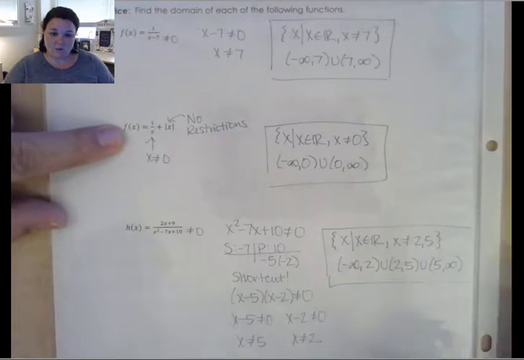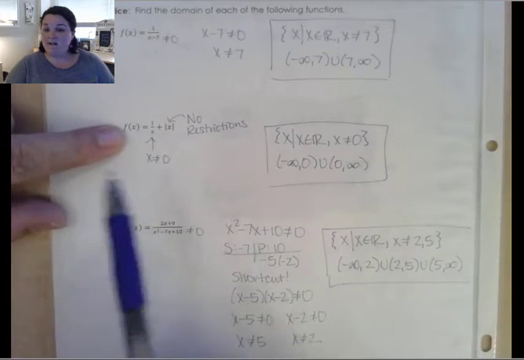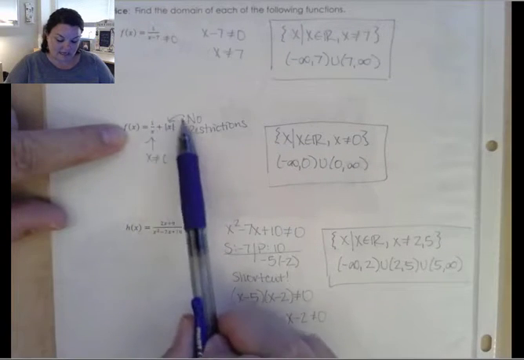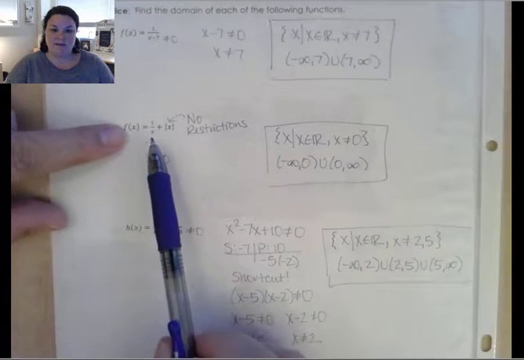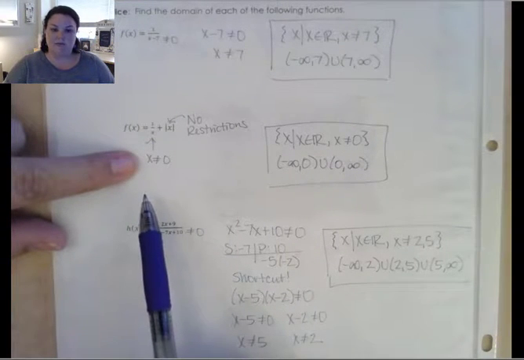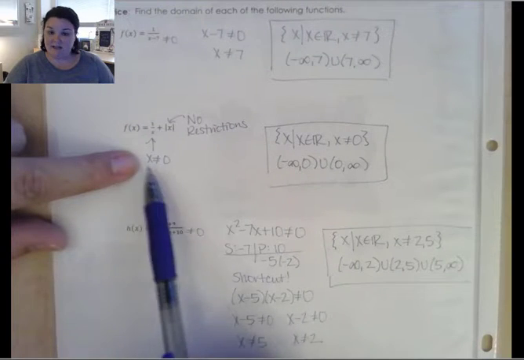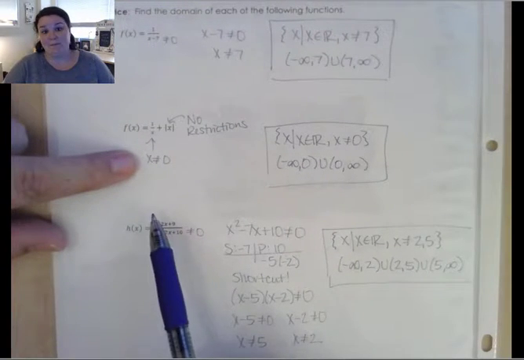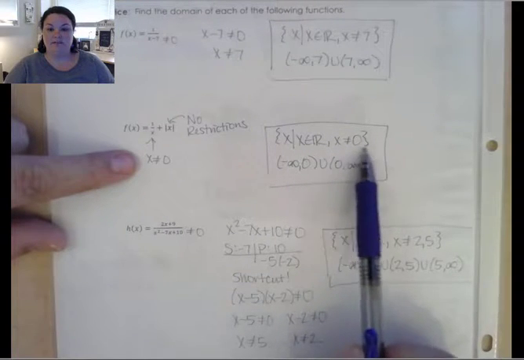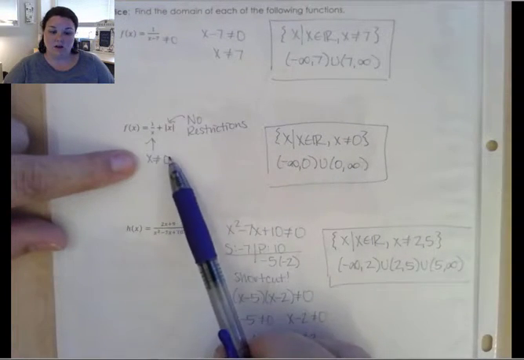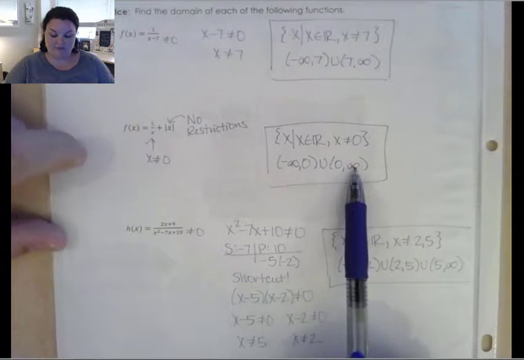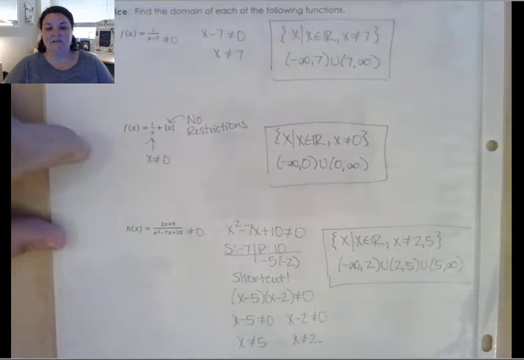On the second one, notice I don't have any even roots, but I do have a denominator. So even though the second term has no restrictions, my first term has a denominator. So I have to make sure my denominator does not equal 0. In this case, I didn't have anything to solve for. It's just x can't be 0. So that's the stipulation I'm going to put in here for my set notation, and that is also the value that I have to take out of my interval notation. So negative infinity to infinity, but taking out 0.